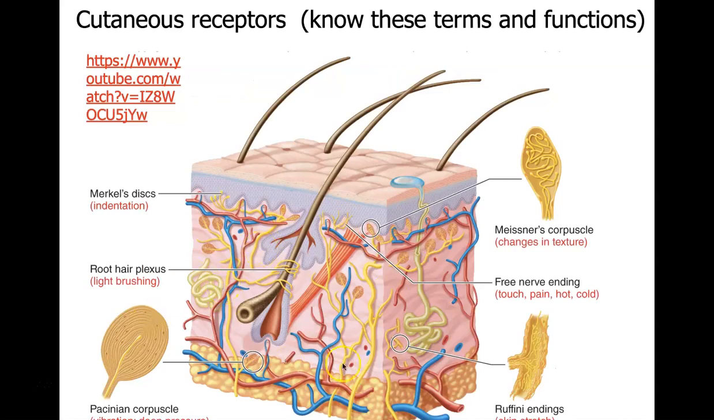Okay, so I want you to review all these different kinds of receptors in the skin, these cutaneous receptors. I want you to know the terms and functions here, okay? This will be Merkel's discs, root hair plexus, Pacinian corpuscles, Meissner's corpuscles, the free nerve endings, and these Ruffini endings. All 6 of these in the skin have different placement within the skin and different functions. So this is how your skin can sense so many different kinds of things, right? See how an indentation can be sensed by a Merkel's disc compared to a light brushing sensed by the hair follicles.